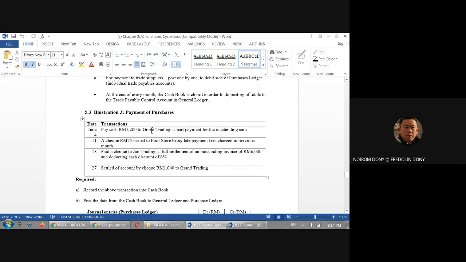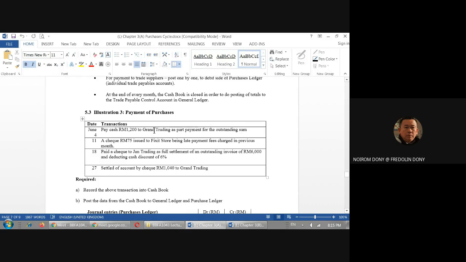Okay, so cash, pay cash. So meaning immediately you know the prime entry will be cash book. So you do the entry in the cash book first as a prime entry, and then after that you do the first step. So record into the purchases ledger. So meaning in the purchases ledger, you open up the ledger account for trade payable Grand Trading, and you must know where you record.